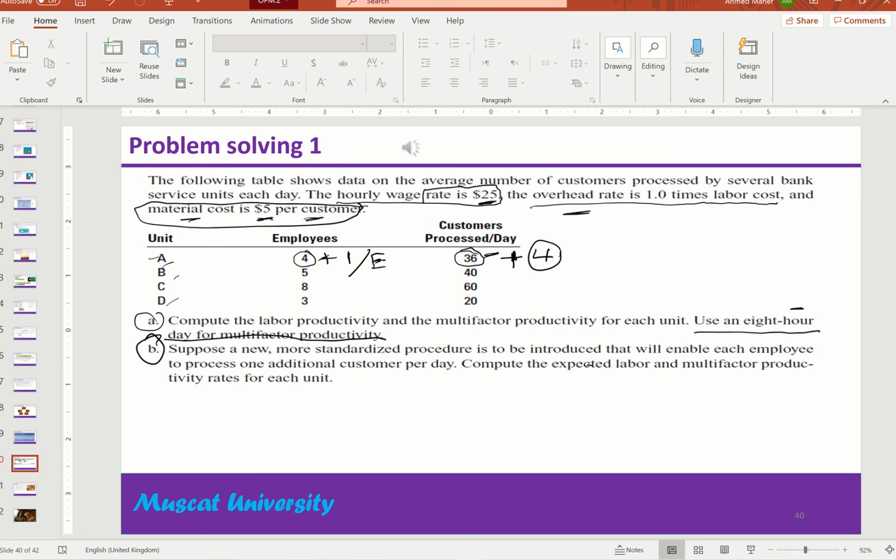Why plus 4? Because every employee will serve one extra. We have 4 employees, so in general, we end up with 4 extra customers served. So the new output, rather than 36, is now 41 with the new standardized procedures. Try to repeat what I've done for item A. More or less, it's the same, just the output is different. We have a new output.